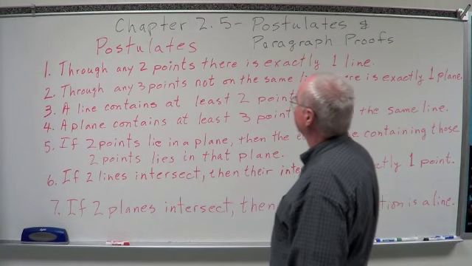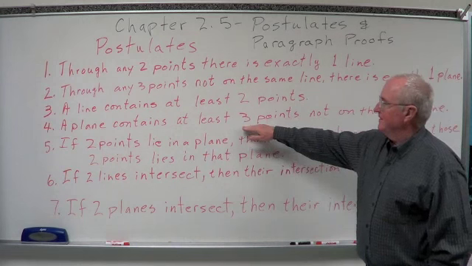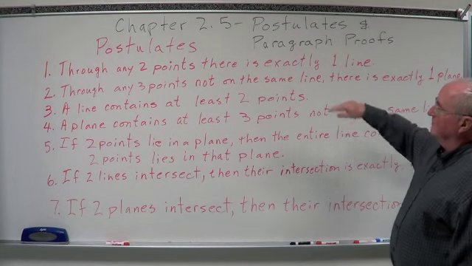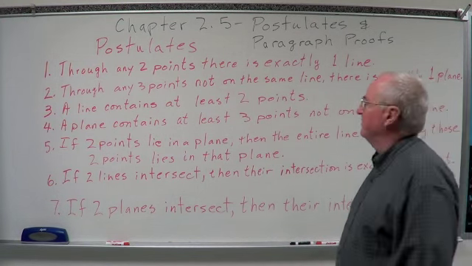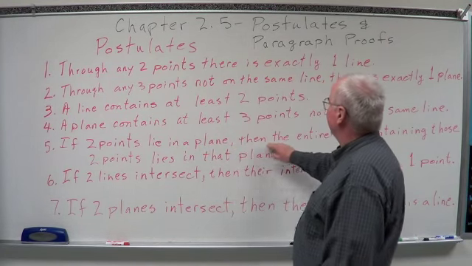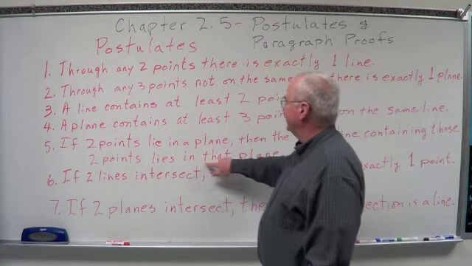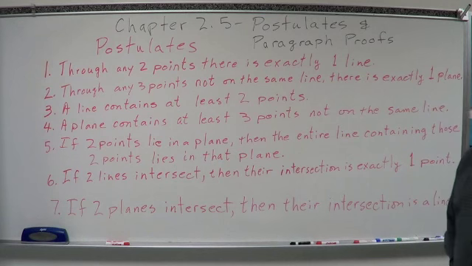Number 4, a plane contains at least 3 points not on the same line. A plane contains at least 3 non-collinear points. That would be the converse of number 2. Number 5, if 2 points lie in a plane, then the entire line containing those 2 points lies in that same plane. Simply saying, if you have 2 points in a plane, those 2 points describe a line, and that entire line is also in that same plane.